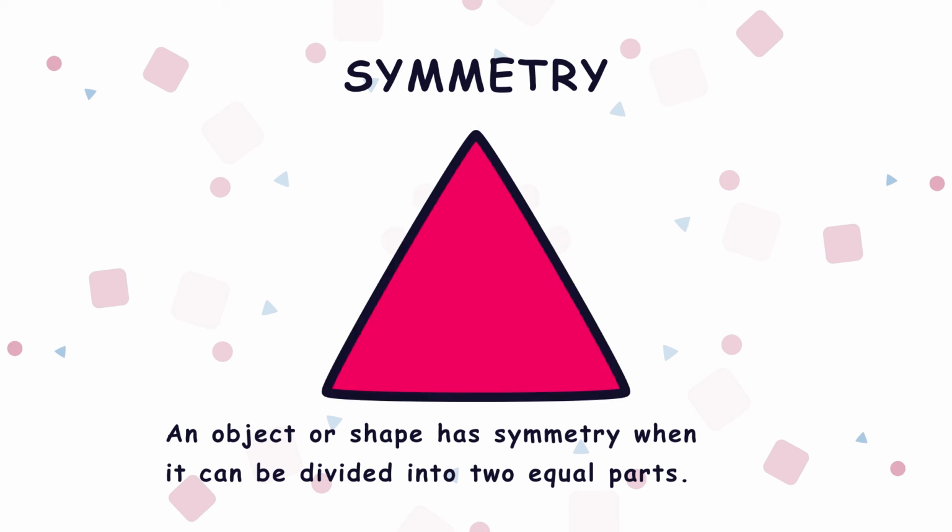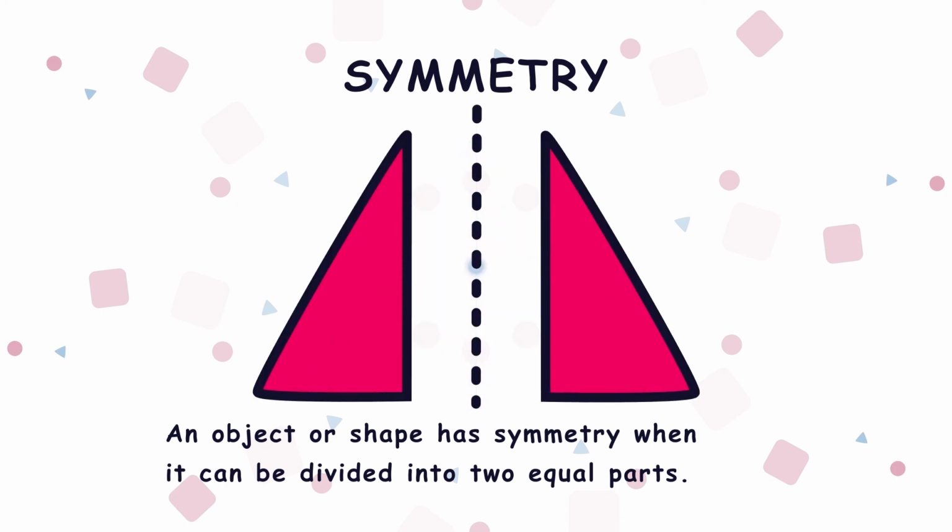What about this triangle? The triangle is also symmetrical. It makes 2 equal shapes which are also triangles.